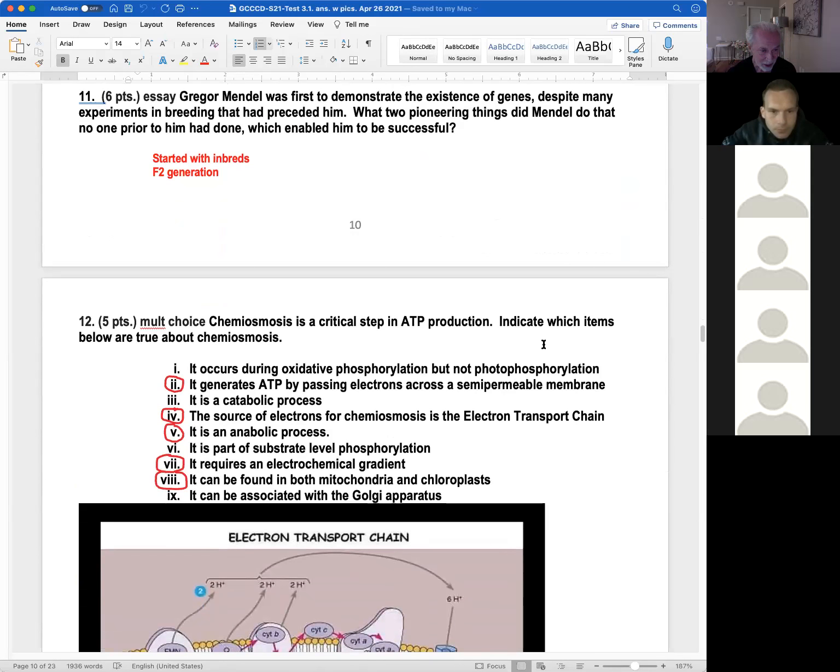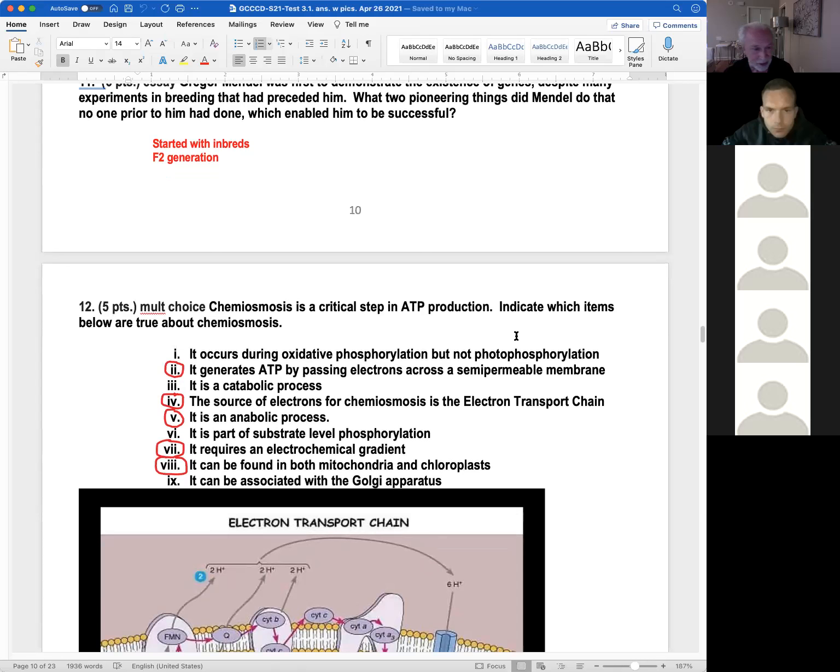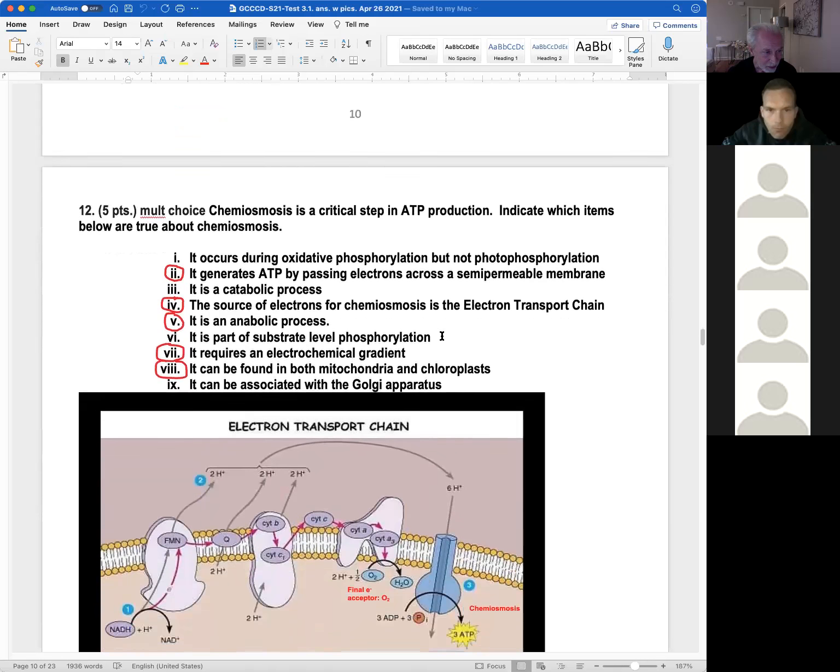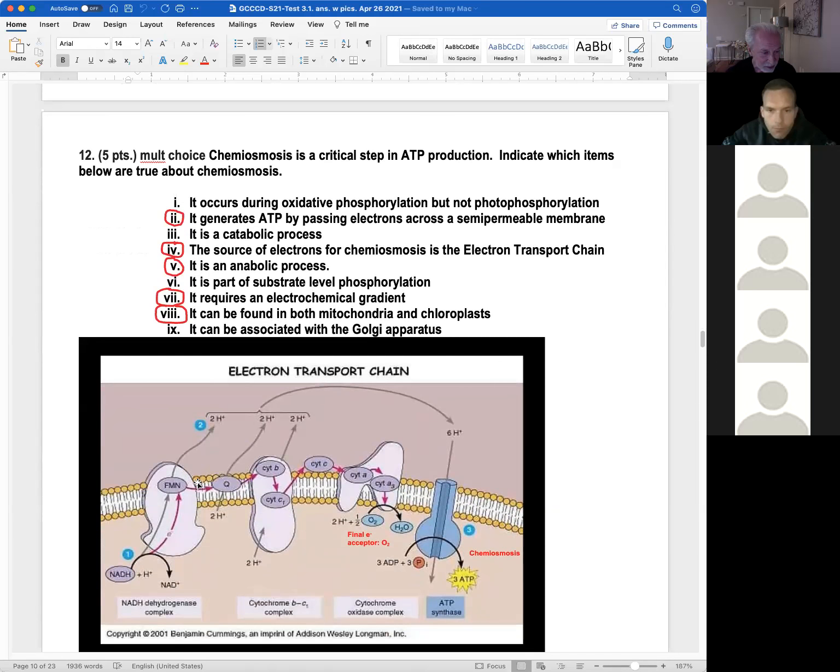Chemiosmosis. It's a critical step in ATP production. We're going to talk a lot more about that next time when we deal with respiration. Indicate which items are true about chemiosmosis. It generates ATP by passing electrons across a semipermeable membrane. And you see that in this illustration. Here's the membrane, here are the electrons going across it. This last step is the chemiosmosis part.